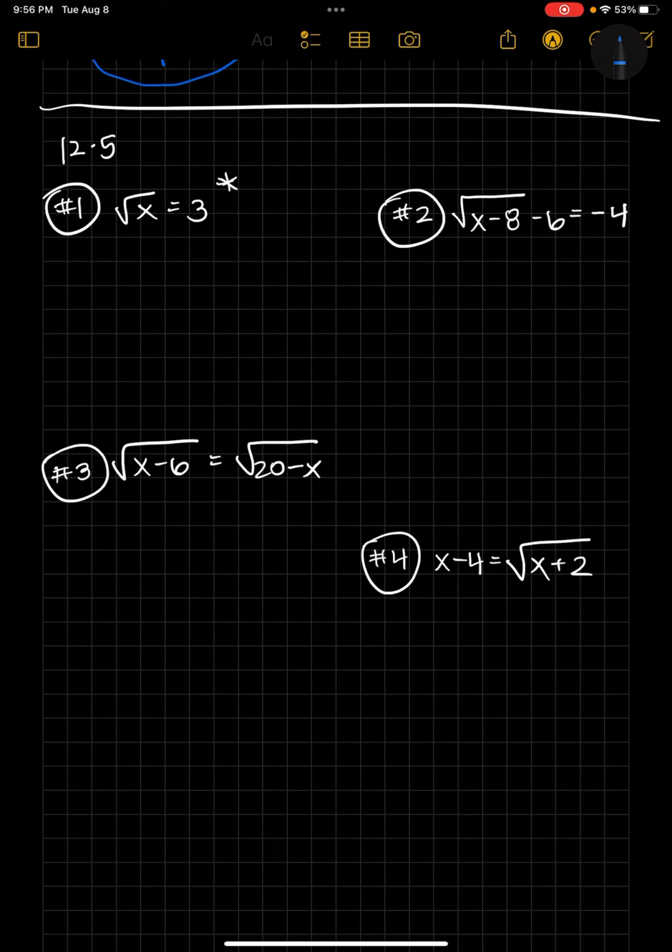I just switched it. So the goal here is to get x by itself, or to solve for x, which means I need to get rid of the square root. The opposite of a square root is squaring. So what I'm going to do is square both sides.